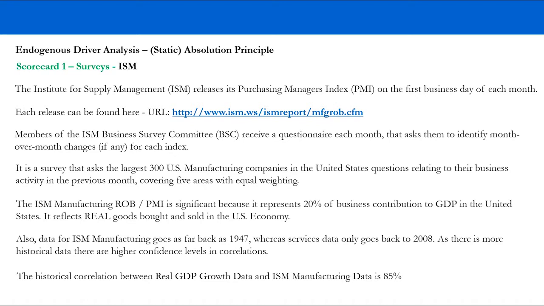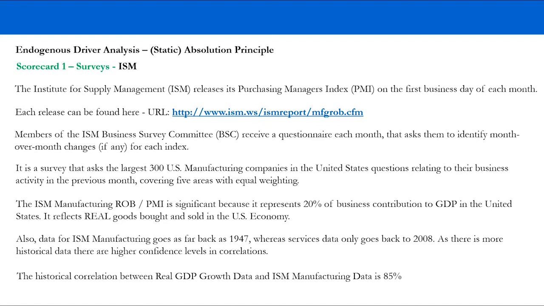And there is another driver that we're going to look at, which is the non-manufacturing index a little bit later. But the data in the non-manufacturing index only goes back to 2008. The non-manufacturing index represents the service economy within businesses. And because there's more historical data, we can fit the data over many, many years and many business cycles, and there's a higher confidence level in the correlations that we obtain between indicators.